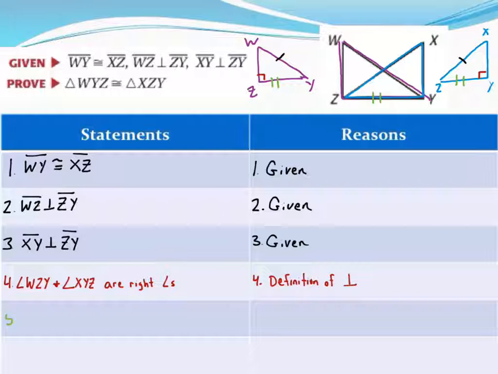Notice I did include three letters because even though in my separately drawn triangles angle Z is by itself, I need to refer back to that original diagram. If I just said angle Z, there's too many angles right there, so I needed three letters to do it.